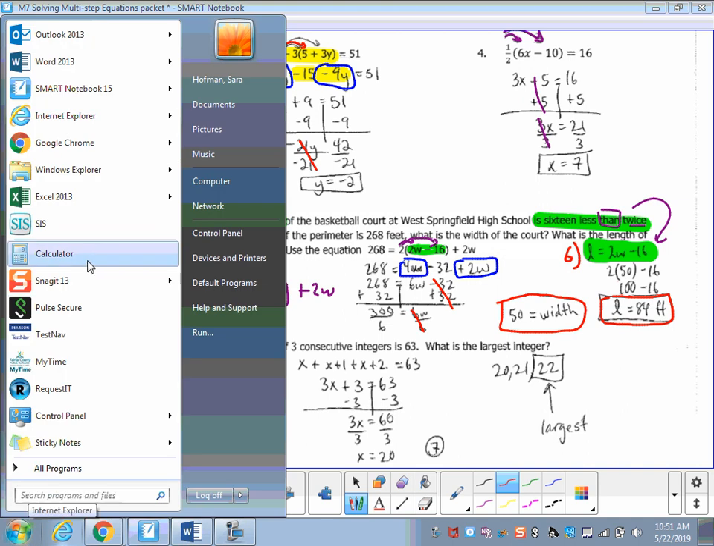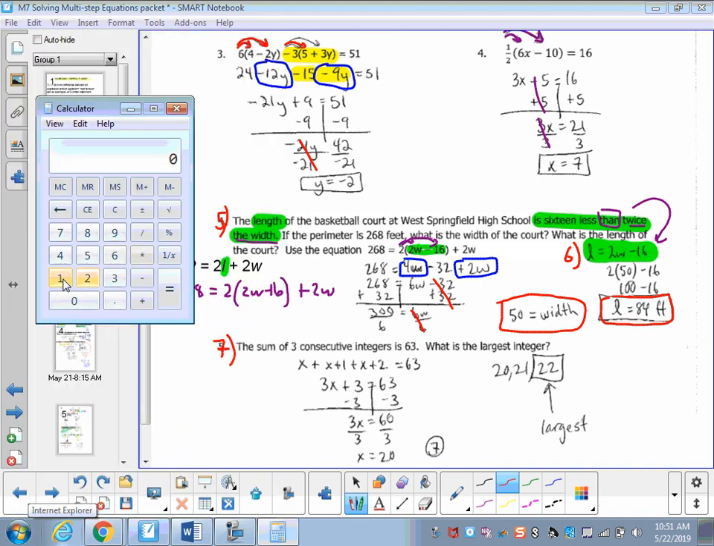Now to check, we'll just use our calculator. It should be the 50 plus the 50, that's the two widths right there, plus an 84 plus an 84, the two lengths. And that checks out to be the perimeter of 268.